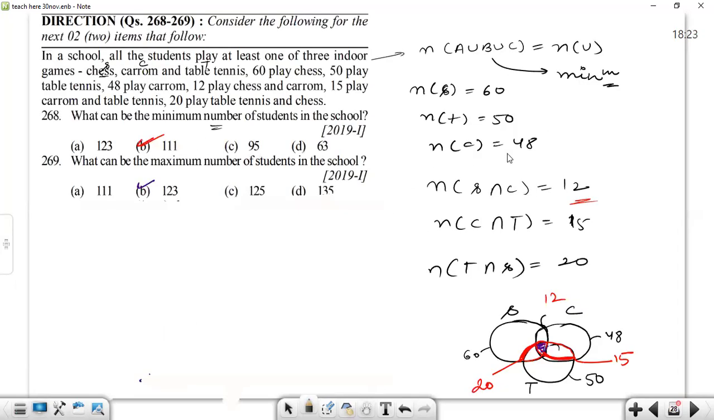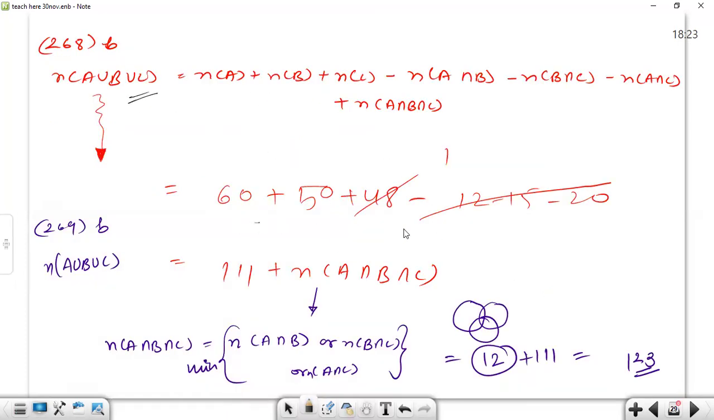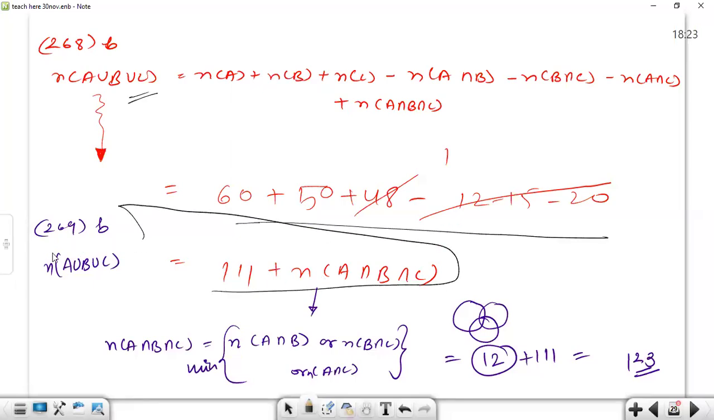Okay, look at this solution also. There are 60 students involved in chess, 48 in carom, and 50 students play tennis. Now 20 students play chess and tennis, 15 play carom and tennis, and 12 play chess and carom. So this was the only left part. We have to discuss its maximum and minimum value. For finding the intersection's maximum value, it will be equal to the minimum of the sets. This is one thing you can note.